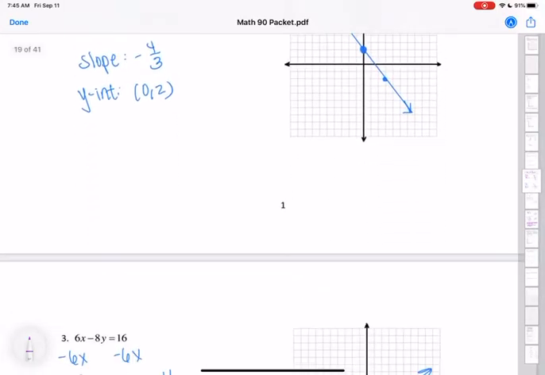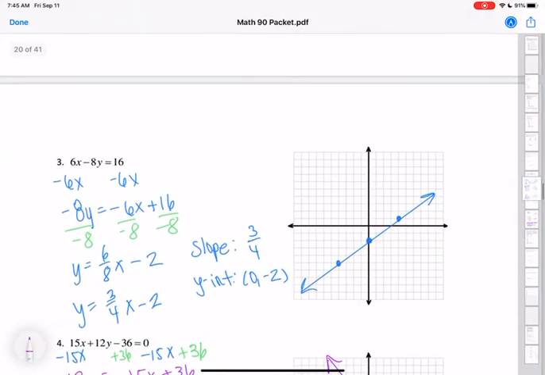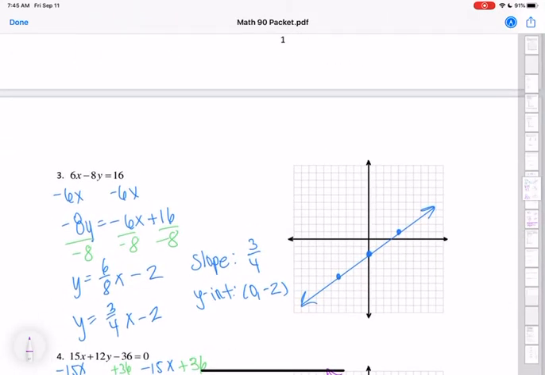Okay, so for number 3, we had to do a couple steps here. First, we had to subtract the 6x, and then we're left with that negative 8y. A lot of people forget that negative, okay? But that stays with the 8. So we have to divide every single piece by that negative 8. Getting y equals 6 over 8x, because we had negative 6 over negative 8 is a positive 6/8. And then minus 2, because 16 over that negative 8 is negative 2. We reduce and find out that our slope is 3 over 4. Y-intercept is 0, negative 2. So we go ahead and plot that at negative 2 and use the slope to find additional points.